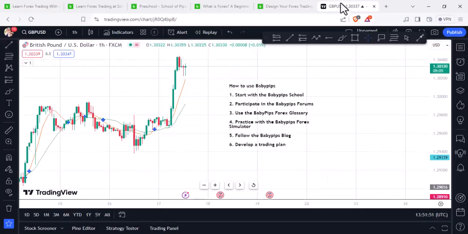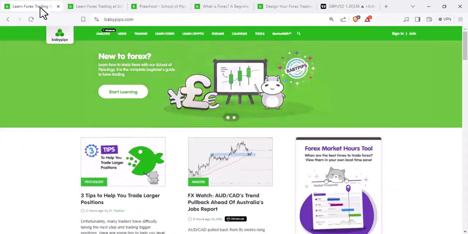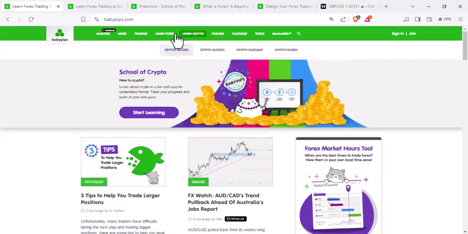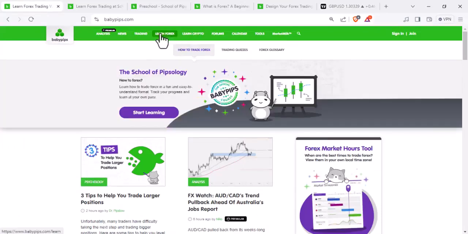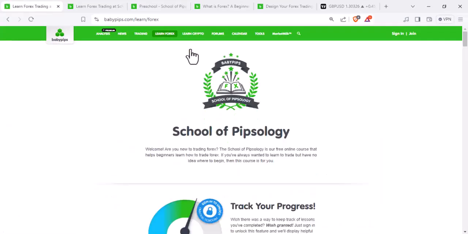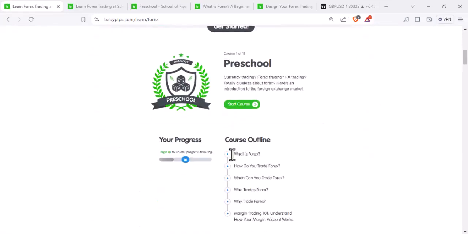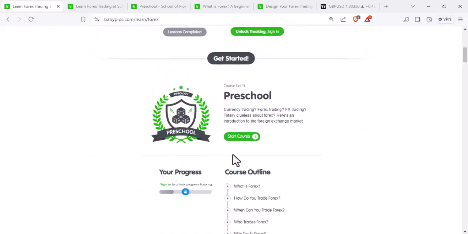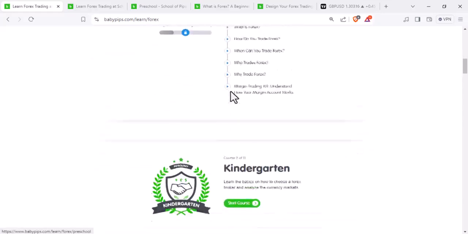Now I'm going to take you to TradingView where I wrote down the 6 tips. So the very first tip is start with the Babypips school. So let's go back to Babypips again, and this is a website, and you can see learn forex. Then you come down to how to trade forex, and then it brings you to School of Pipsology. So here are the courses all together. It's ranging from course 1 to course 11. So course 1 of 11 is entitled preschool.